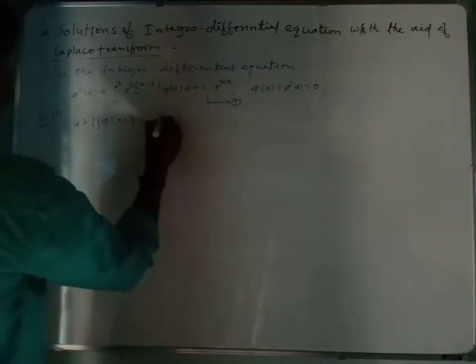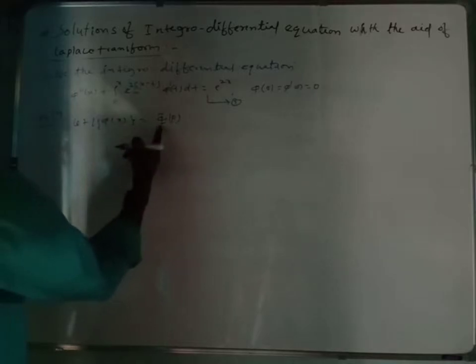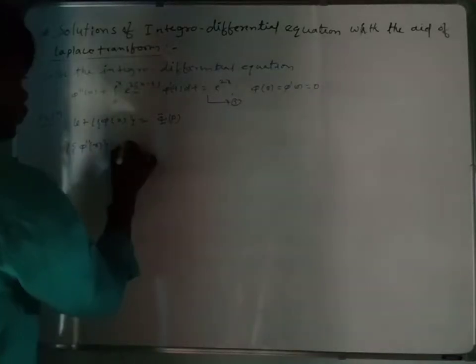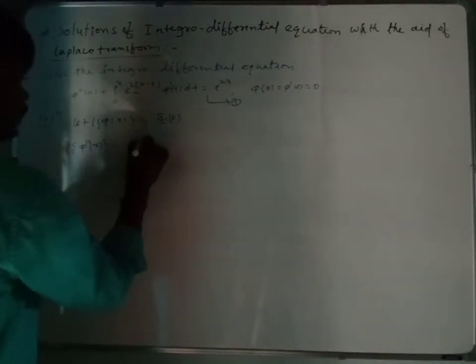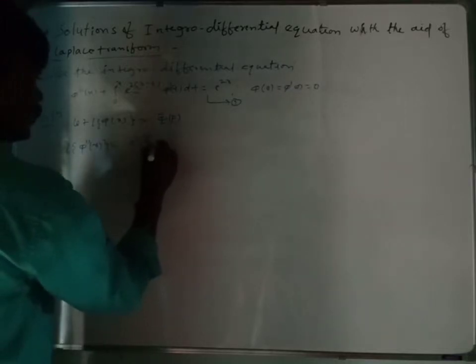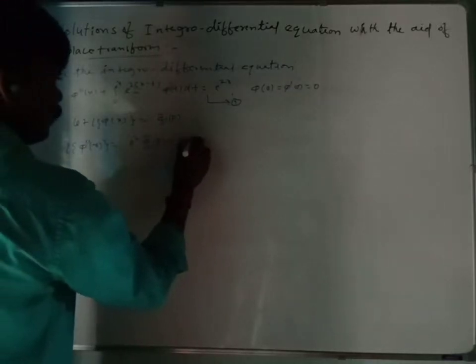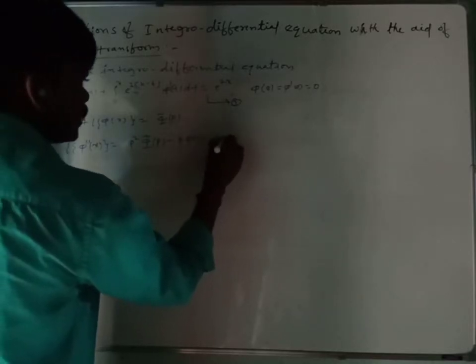Solution. We take this as equation number 1. Let Laplace transform of phi of x equal to capital Phi bar of p. Now taking Laplace transform of phi double dash of x, it equals p square Laplace transform of phi of x, which is capital Phi of p, minus p phi of 0 minus phi dash of 0.